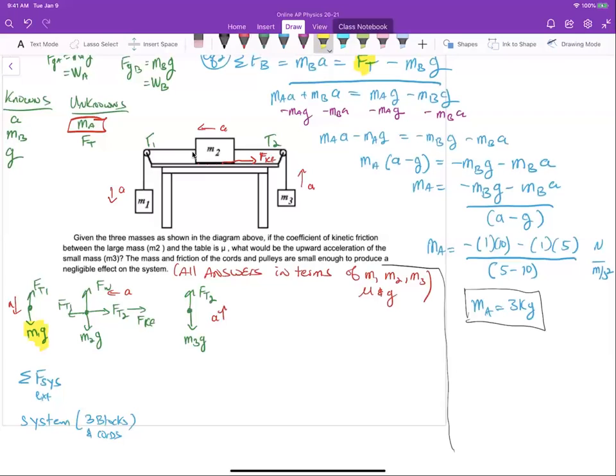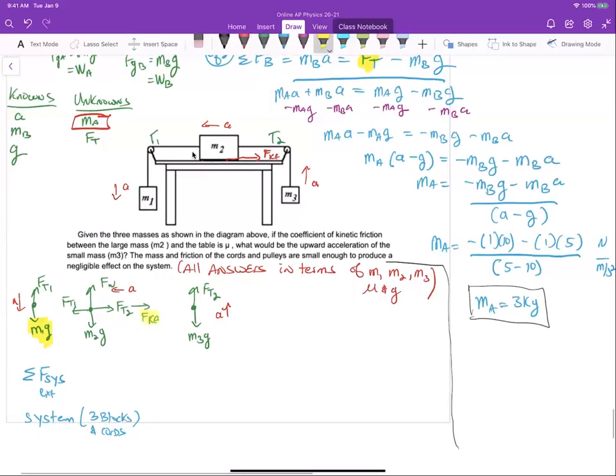Well, acceleration is to the left on M2. I am not concerned about forces in the y direction. So force normal and M2G are not in the direction of acceleration. I'm only concerned about the forces that are external to the system that are in the direction of acceleration, and that would be the force of kinetic friction. Why is that an external force? Well, because force of kinetic friction is caused by the block and the table.